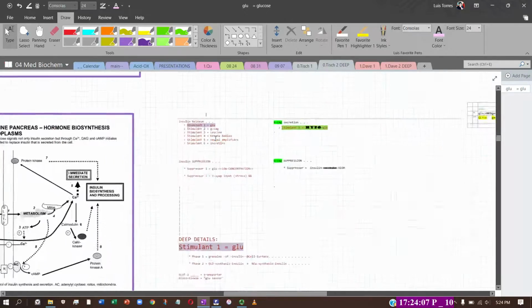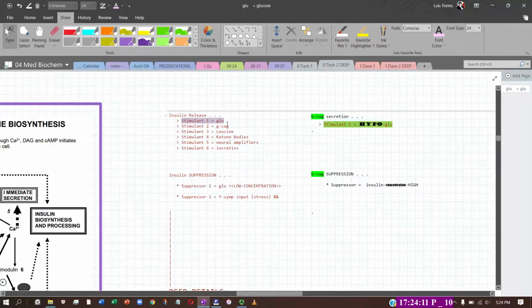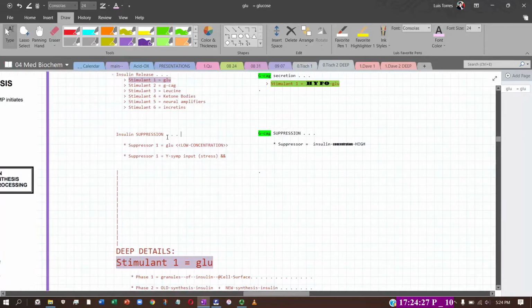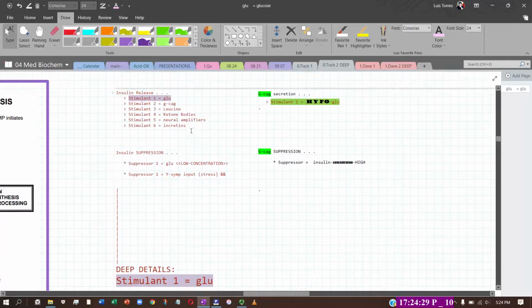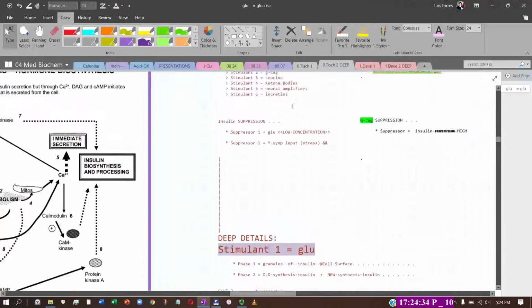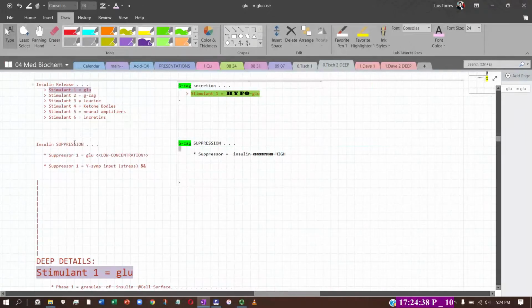There are several stimulants for releasing insulin. Here is a list of 6. Stimulant 1 is glucose, and then glucagon, leucine, ketone bodies, neural amplifiers, and incretins. I'll specify some details and examples later. For now, let's move on to the suppressors of insulin.